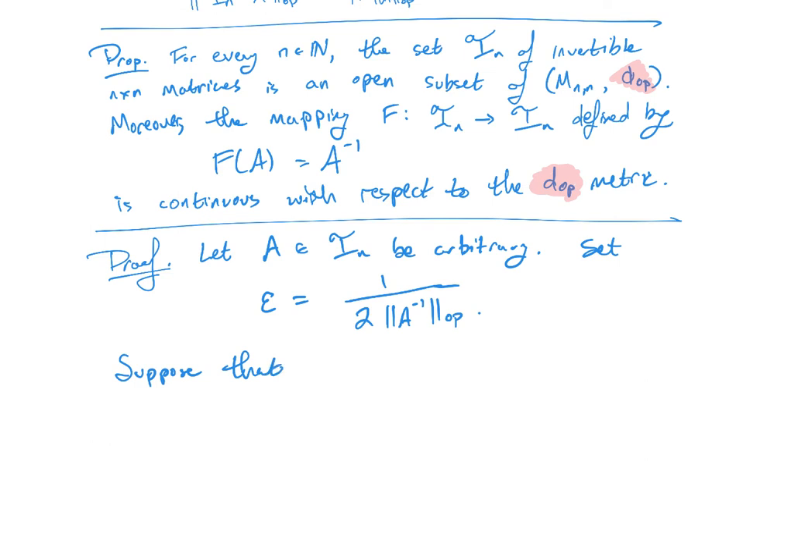Okay, now we want to take something in the ball of radius epsilon centered at A. So really what we want to do is take a small thing. We want to take a matrix of operator norm less than epsilon and consider A plus that thing. So suppose that H, which is also a matrix, satisfies that its operator norm is less than epsilon.